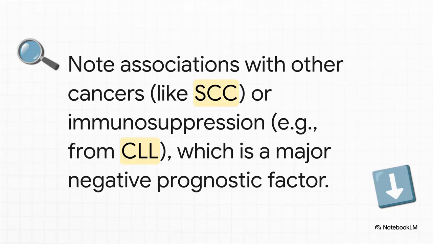And finally, always keep your eyes peeled for a second malignancy in the same sample. MCC can sometimes hang out with squamous cell carcinoma. It's also really strongly linked to patients who are immunosuppressed, often from conditions like chronic lymphocytic leukemia, or CLL. And pointing out CLL isn't just an incidental finding. It's a major bad prognostic factor, probably because the patient's immune system is too compromised to fight the cancer effectively.